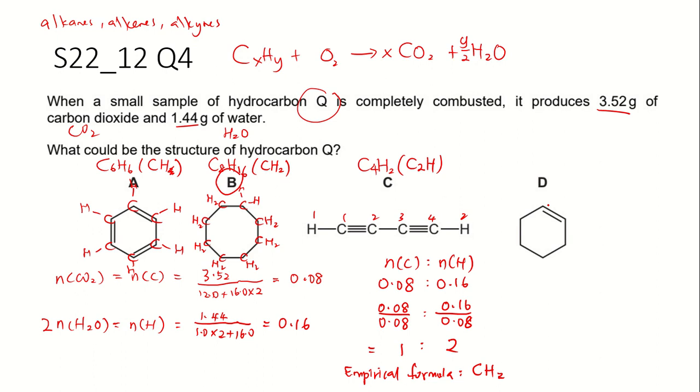Now the last one, compound D. 1, 2, 3, 4, 5, 6 carbon. Let's count the number of hydrogen now. 1 hydrogen, 2 hydrogen, 4 hydrogen, 6 hydrogen, 8 hydrogen, and 10 hydrogen. Let's simplify this. We found that the empirical formula is C3H5. It's not the same as the empirical formula that we found just now. So we confirm that the answer to this question is B.